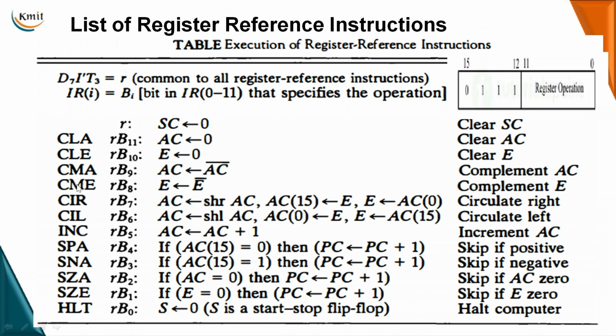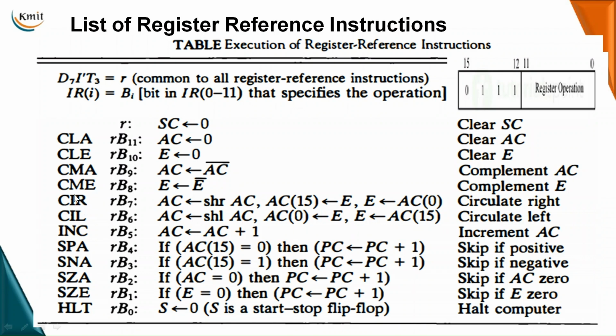Next is CME, complement E flip-flop. Whatever the contents of the E flip-flop, that will be complemented. If it contains 0, it becomes 1. If it contains 1, it becomes 0. So that is the CME instruction. The next instruction is CIR, circular right shift. It performs a circular right shift operation on the contents of the accumulator and the result is again stored in the accumulator. That is done by means of the CIR instruction.